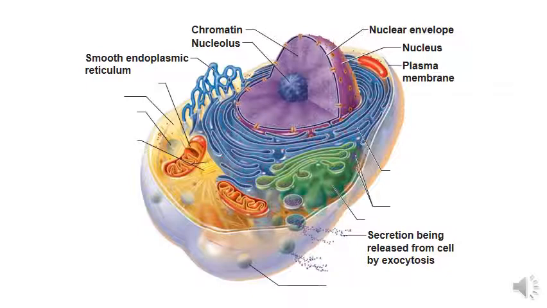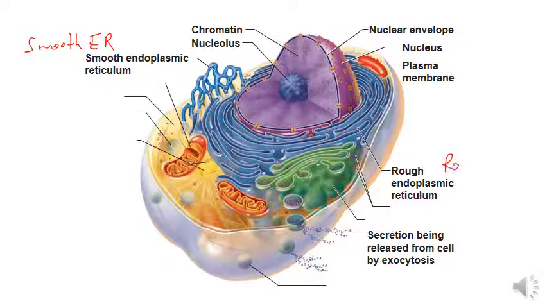The next, that blue part there, is smooth ER, and you can just write down smooth ER on the test. I will accept that instead of writing smooth endoplasmic reticulum. Rough endoplasmic reticulum, or the rough ER, you can also write down for this. Rough ER has these red dots on it. Those red dots are called ribosomes. Okay, so ribosomes are on the rough ER, but not on the smooth ER.